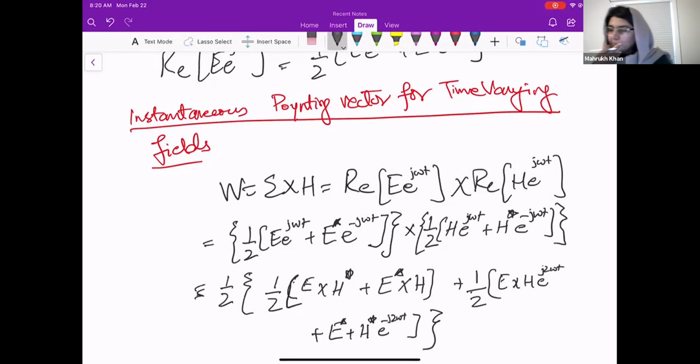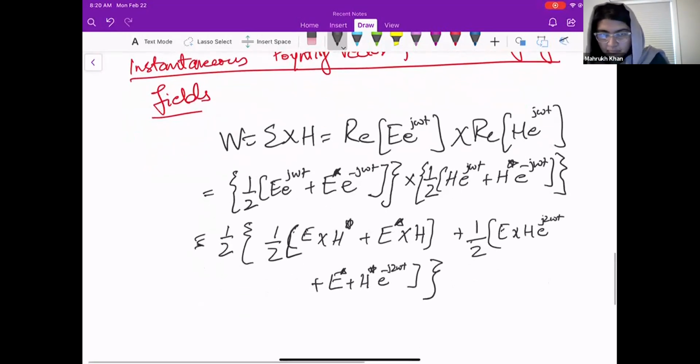So let's try to find what I have done here. If I multiply e^{j omega t} with e^{-j omega t}, j omega t and minus j omega t will cancel with each other, and I will come up with E cross H star. Here, star means the conjugate. Is it clear?